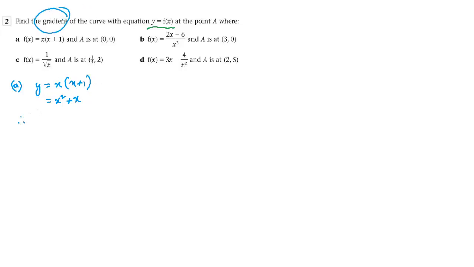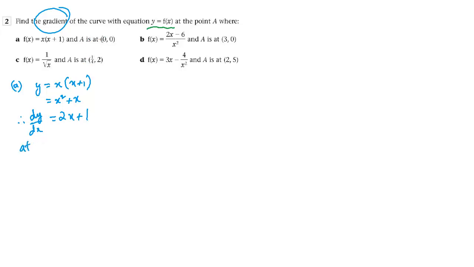So let's find the gradient. We have to find the gradient of the curve. Gradient is dy by dx. So the derivative of y is dy by dx equals the derivative of x squared, which is 2x, plus 1. Now we found an expression for the gradient. We need to find the gradient at the point A.